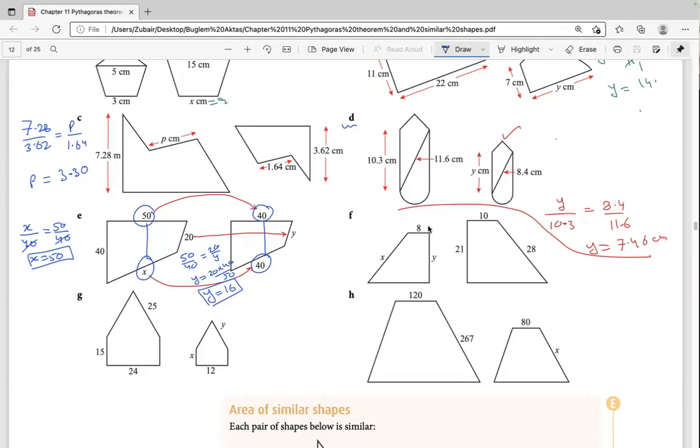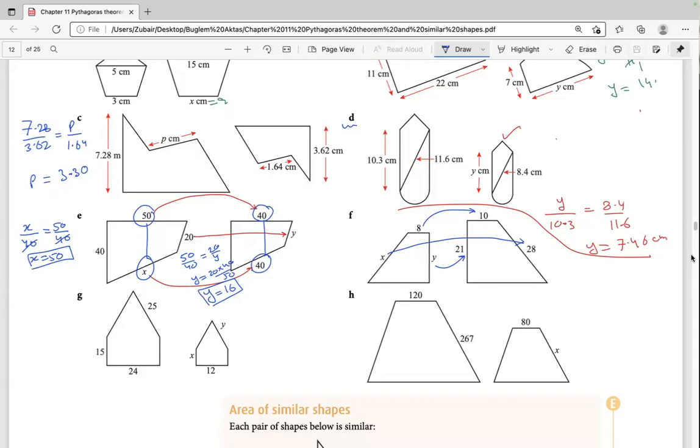So where do I draw this arrow for 8? 8 and 10, 8 to 10. And x with 28, 28 and y with 21, 21. Now I'm telling you one more thing.